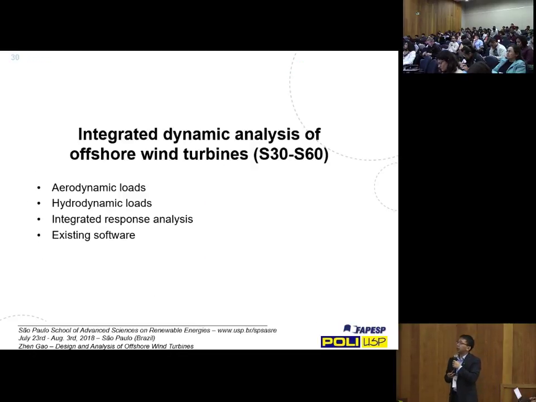Then I will just quickly mention some of the aerodynamic loads, hydrodynamic loads, and then integrated analysis. Then also briefly mention existing software that has been developed.